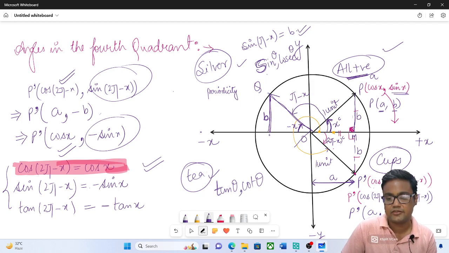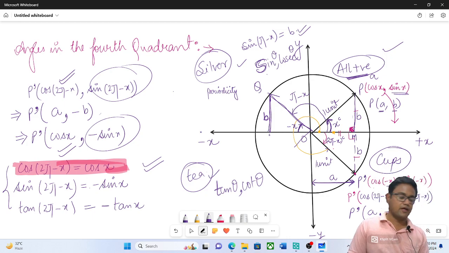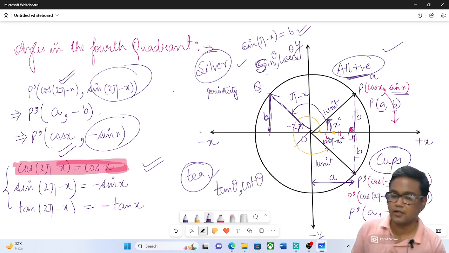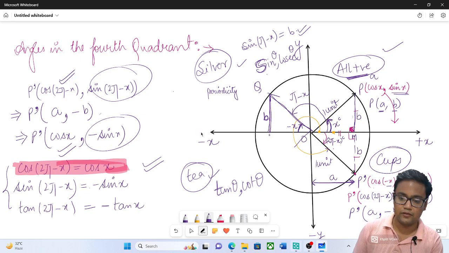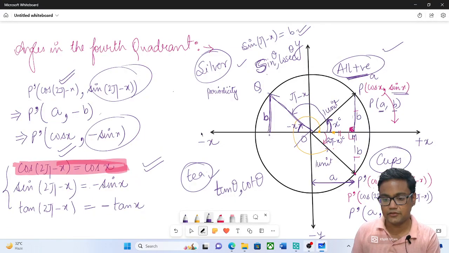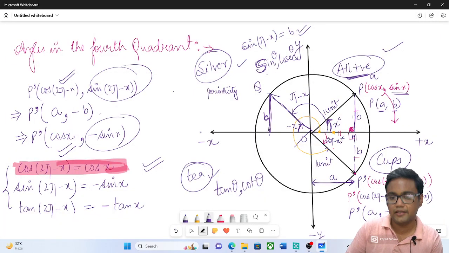Just learn the initials. A for All are positive. S for sine, S for Silver, only sine and its reciprocal are positive. T for tan, and its reciprocal cot are positive. And C for Cups, C for cos, cos and its reciprocal sec are positive, right. So we have made a mnemonic, and there are many other ways to learn this.